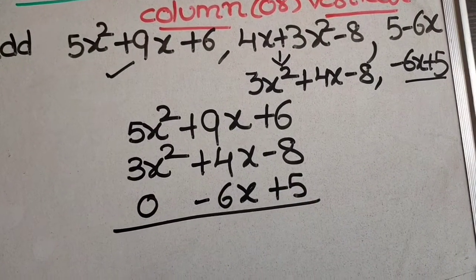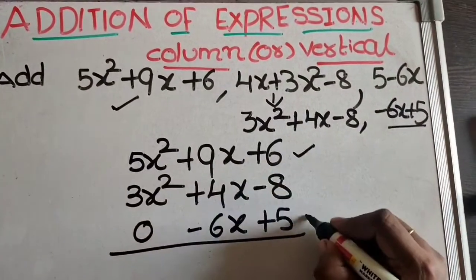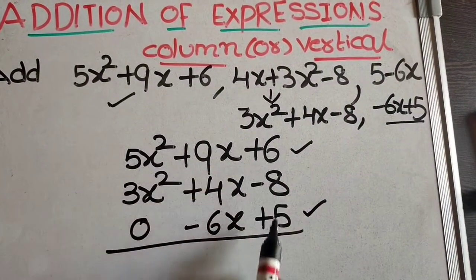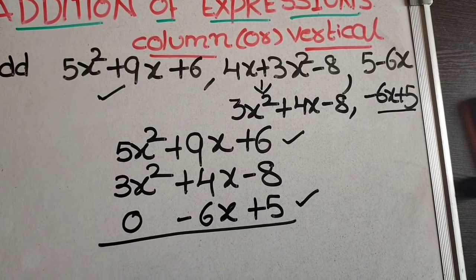So now what we have to do? We have to do addition. So don't forget the addition symbol. So here we are doing addition. First I am taking 6 plus 5. 6 plus 5 gives 11.